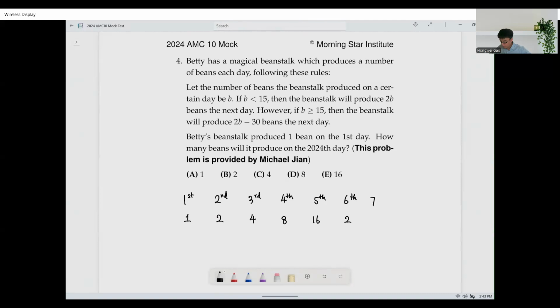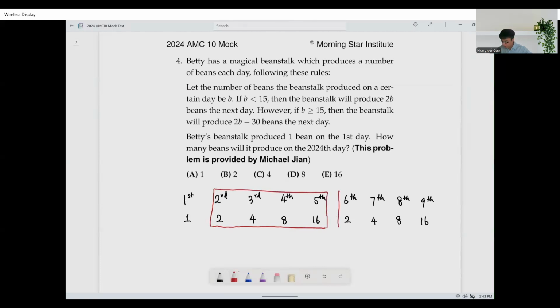And then on the 7th day, because 2 is less than 15, it doubles 2, so it's 4. The 8th day doubles 4, which is 8. The 9th day, 16. So we see the pattern. The pattern is after the first day, the number repeats every 4 days.